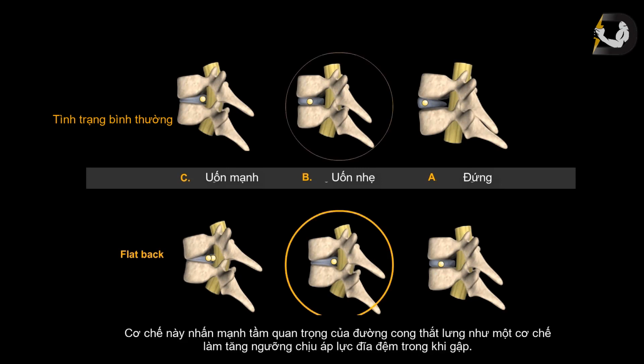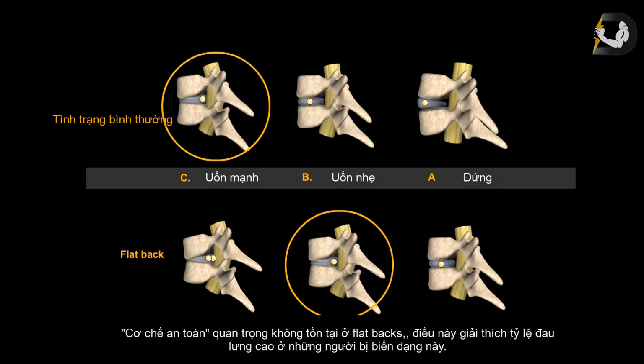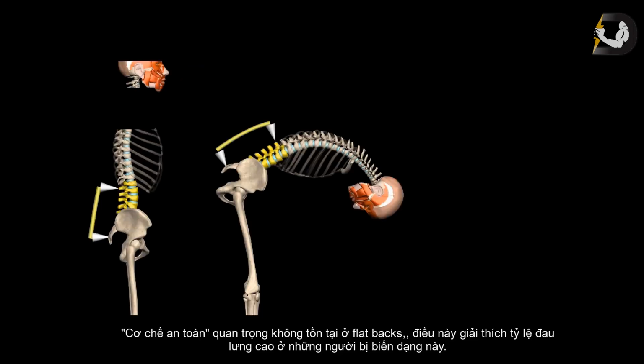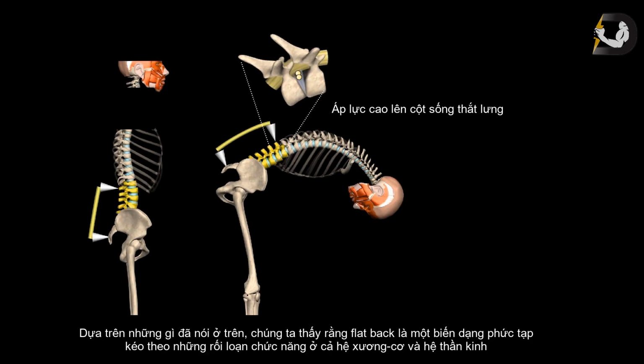This mechanism emphasizes the importance of lumbar lordosis as a mechanism that raises the threshold for posterior intervertebral pressure during flexion. This important safety mechanism does not exist in flat back, which explains the high prevalence of back pains among people with this deformation. High pressure on the lumbar spine.